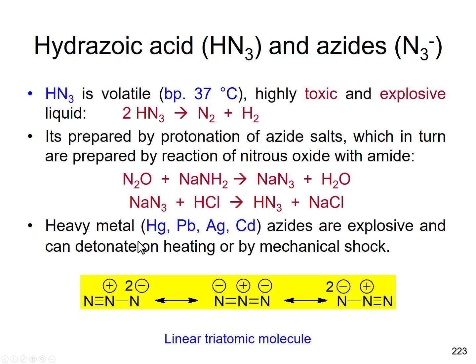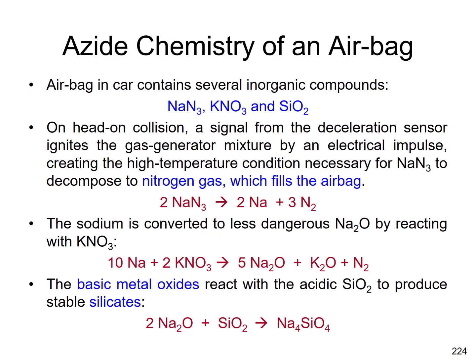Heavy metal azides, those of mercury, lead, silver, or cadmium, are explosive and can detonate on heating or by mechanical shock. The azide anion has several resonance structures which are depicted here. So essentially you are just varying the charges at the nitrogen atoms. And since you have 3 nitrogen atoms, you can have a variation of these charge distributions. Overall, this gives rise to a linear triatomic molecule.